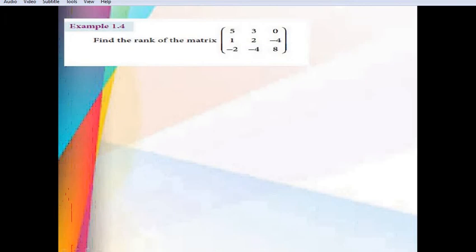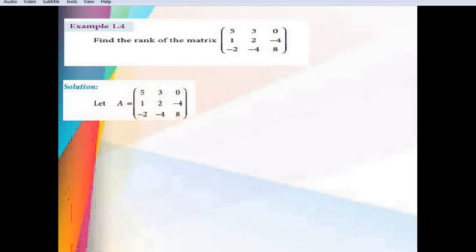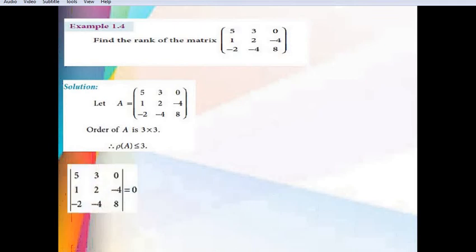Take example 1.4. It's also a 3 by 3 matrix, and we know that it is not a zero matrix. So its order is 3 by 3, and its rank may be 1, 2 or 3. So we have to find its determinant, and its determinant value is 0. By calculating we can get it. You know how to find the determinant of a 3 by 3 matrix.